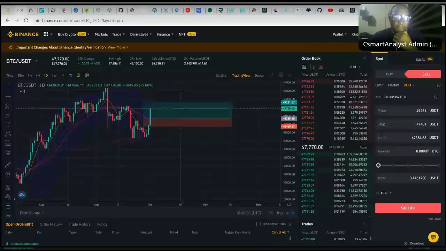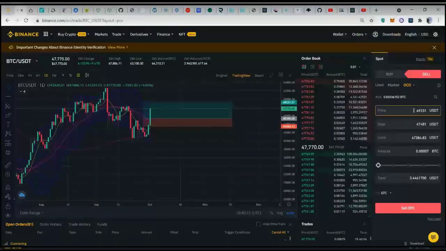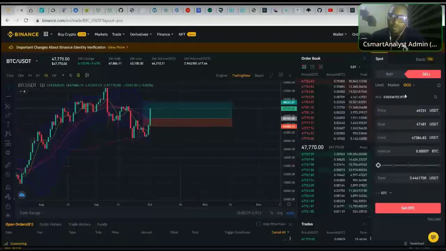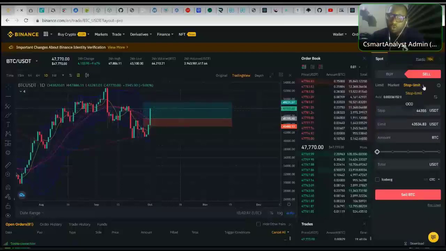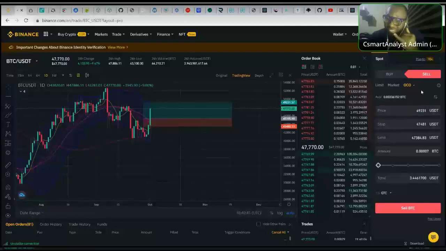I don't really get the difference between the limit and the OCO. Okay, for the last time, yes. OCO allows you to place targets. You can see we have this, where this price you see is where you place your targets. If it's just stop limit, it will only allow you to place stop loss. OCO allows you to place both your target and your stop loss at the same time. That's what OCO does.